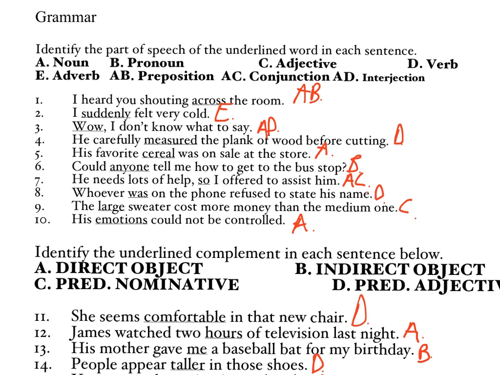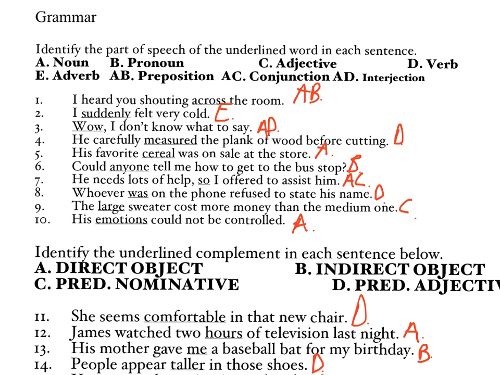Could anyone tell me how to get to the bus stop? Anyone is a pronoun. This would be something we call an indefinite pronoun. It refers to someone or something not specifically named. There are a whole bunch of different types of pronouns. There are personal pronouns, there are interrogative pronouns, there are indefinite pronouns, there are demonstrative pronouns, but they all stand in place of a noun.